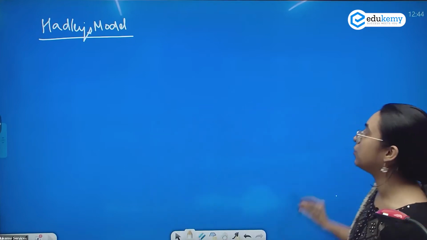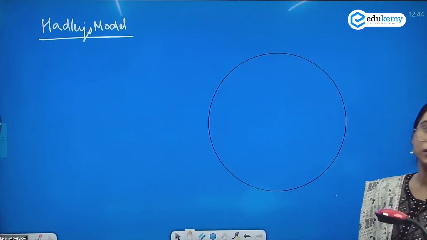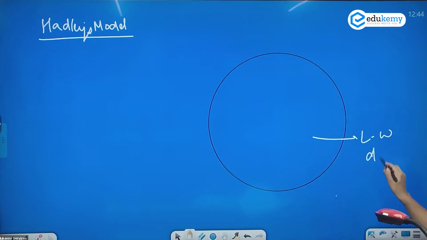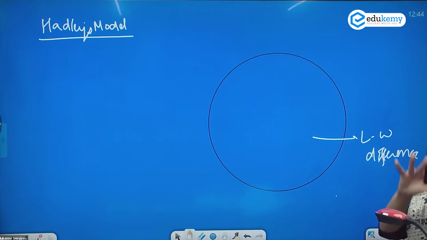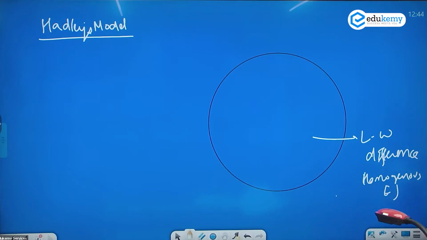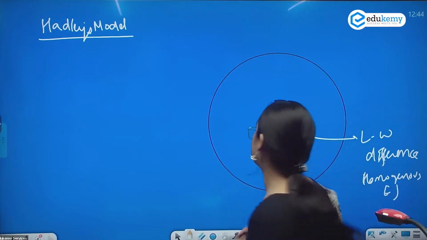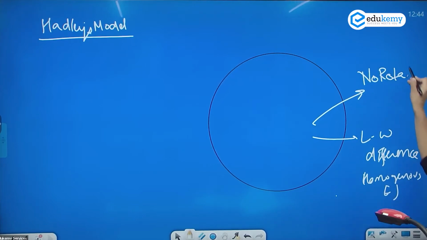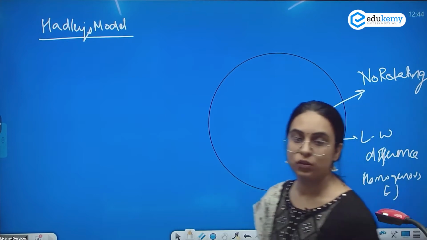So Hadley said that this is the earth. Your earth has no land water difference. There is no land water difference. It's a homogeneous earth. That was his assumption. He's simplifying the reality. So there is a homogeneous earth. And the other assumption was that the earth is not rotating. So these are the two assumptions.